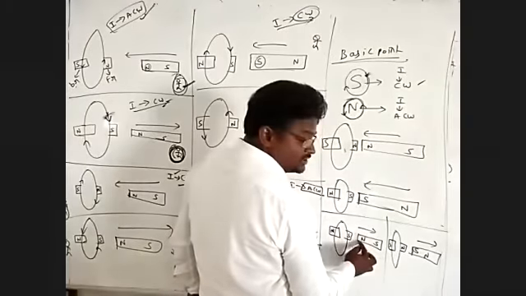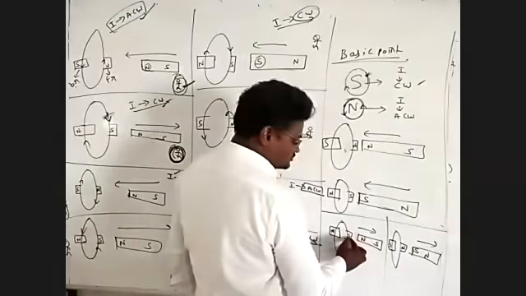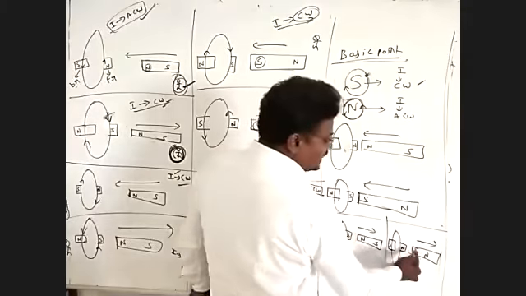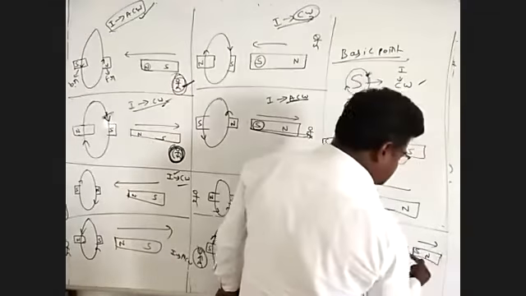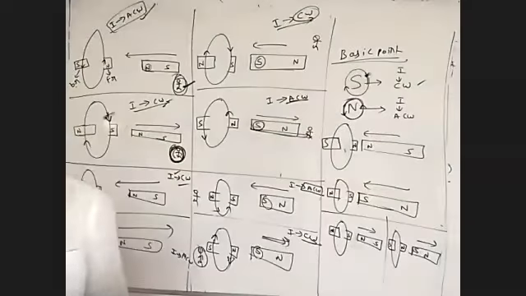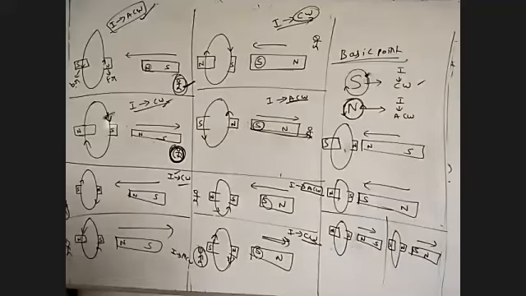When the north pole of the magnet is moving away, the opposite pole is formed here. And when the south pole of the magnet is moving away, a north pole is formed at that place. That is a basic point. Now, this is very, very important. Don't confuse.